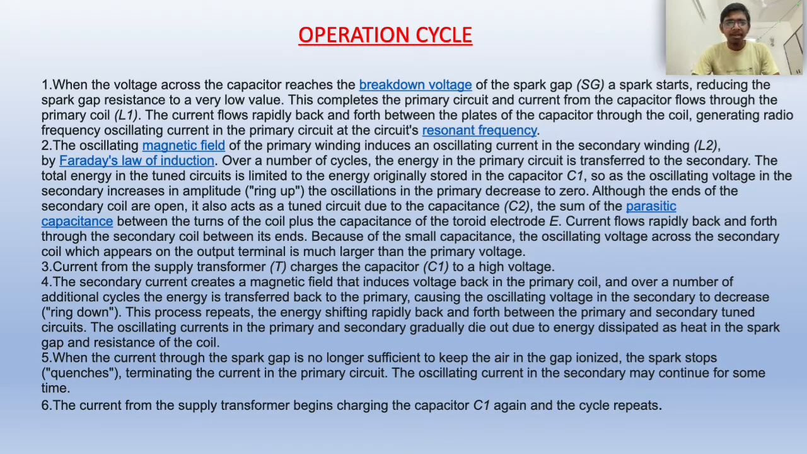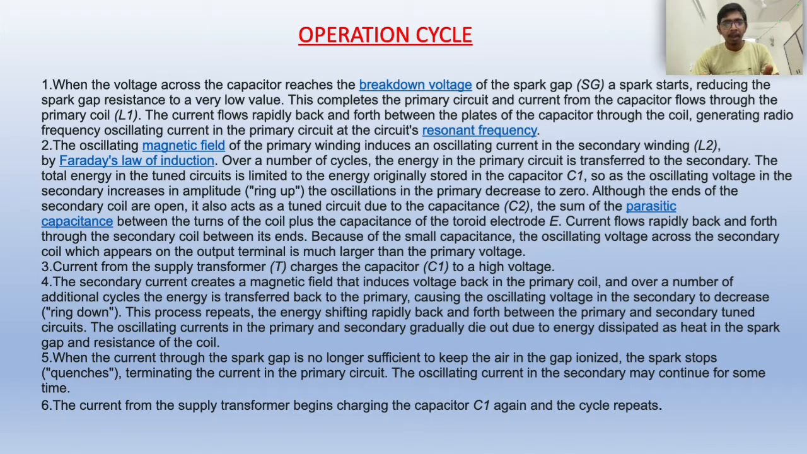The oscillating currents in the primary and secondary coils gradually die because a lot of energy is dissipated as heat at the spark gap and in the resistance of the coil. This Tesla coil keeps on working until the current through the spark gap is enough to keep the gases ionized and keep the circuit closed. And this cycle repeats again when the supply transformer charges the capacitor C1 again.